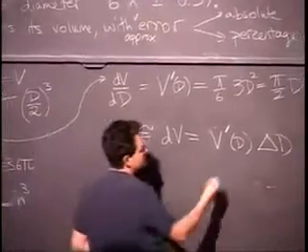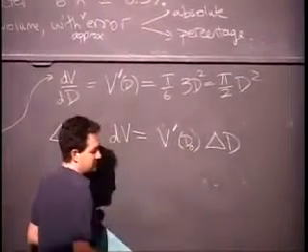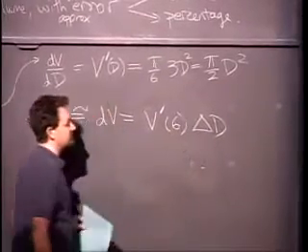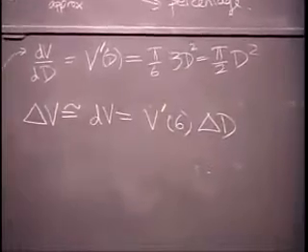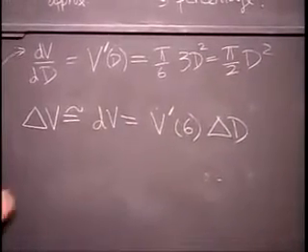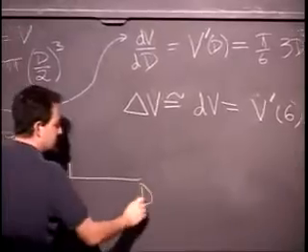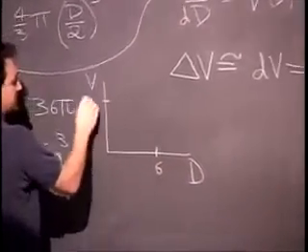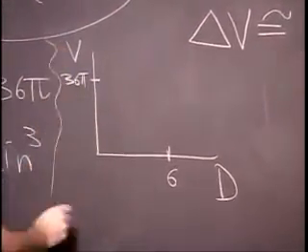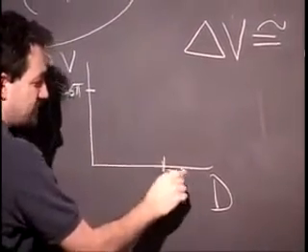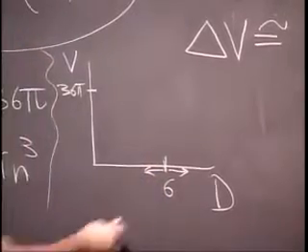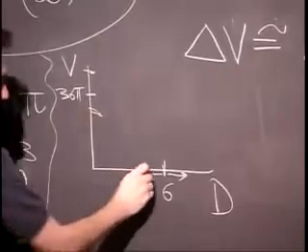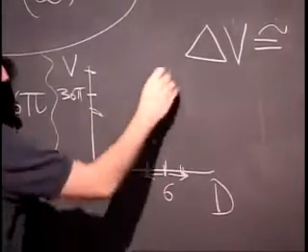Now the thing is, this D is the original D, which actually we know is 6. So I'm just going to change this to 6. Now, in order to see what's going on here, I would like to just draw a little graph. This is D, and this is V. And when D is 6, V is 36 pi. And I am proposing that we change D by a little bit, which is delta D, and see what that does to the volume.